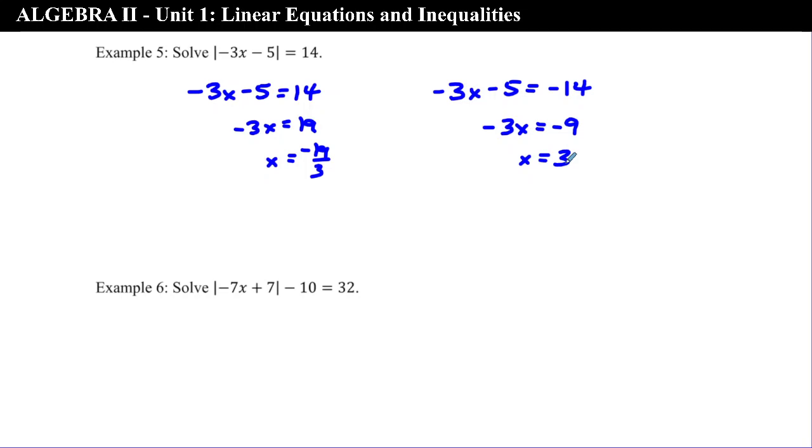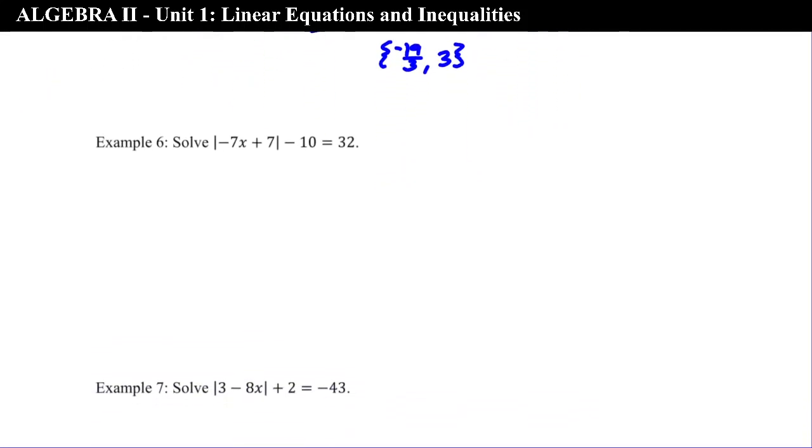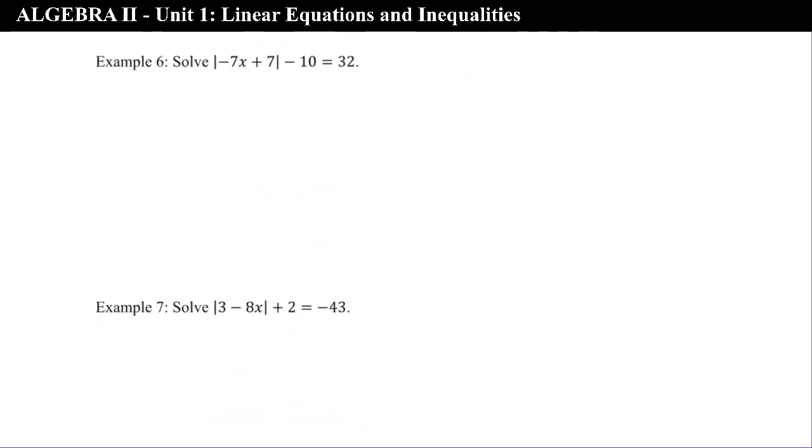Okay, so you're going to end up with two solutions. If you want to write it as one package, you can write it in set notation. The set of negative 19 thirds and 3 are your two solutions for this problem. All right, let's move on to example 6 here.